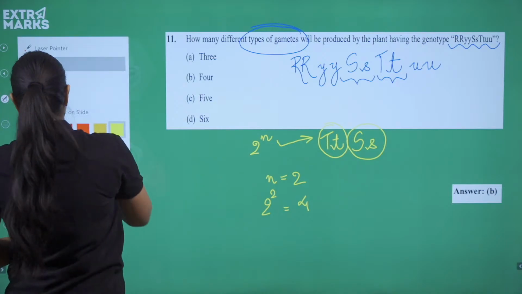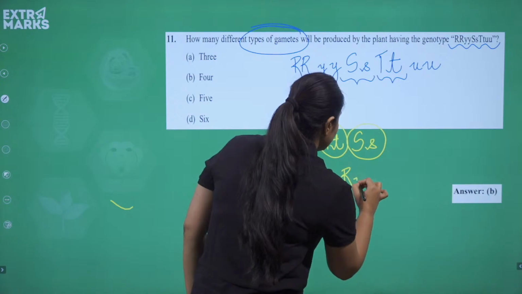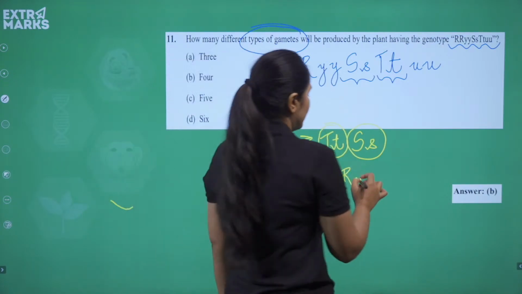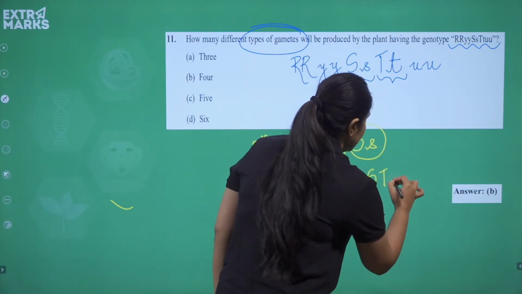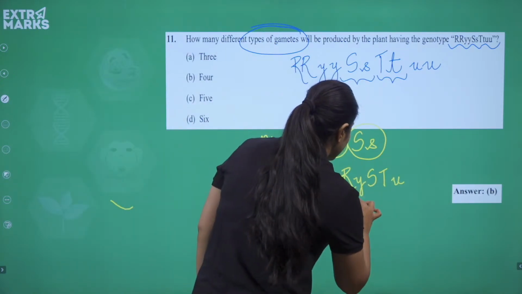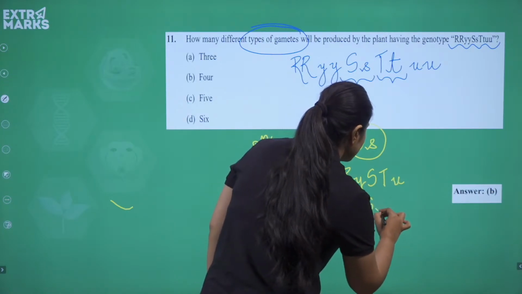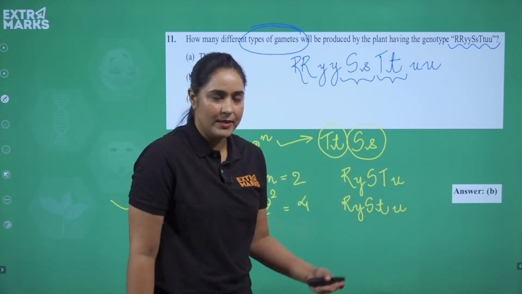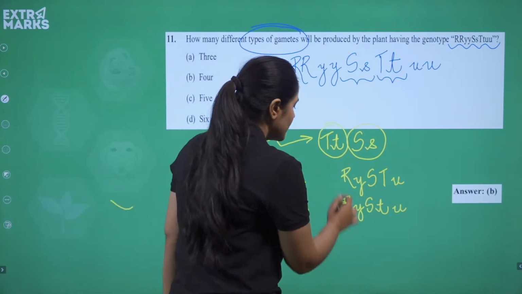We can also write it as capital R, small y, because they are having the same alleles here, and capital S, capital T, U. One gamete, capital R, small y, capital S, small t and U. R, Y and U, they will be same because they are having the same alleles here. Both the alleles, they are same here. 2 type of gametes.